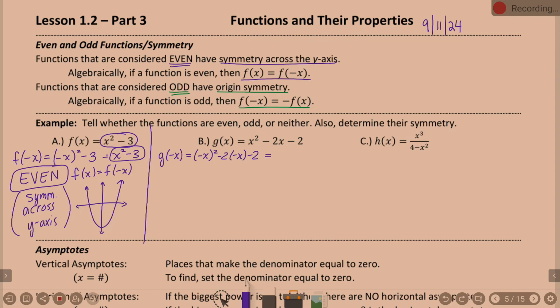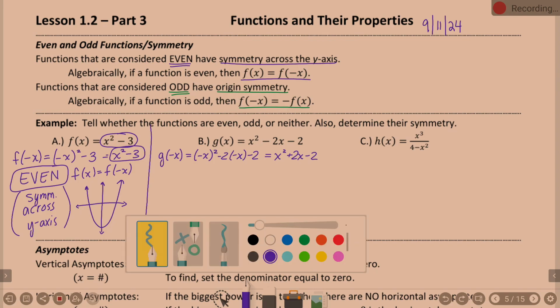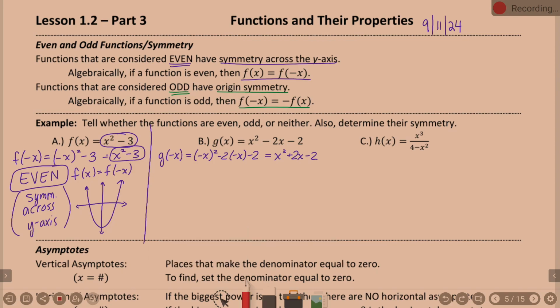Negative x quantity squared becomes positive x squared. Negative 2 times negative x is plus 2x, minus 2. Therefore, not equal. We just figured out that there's a sign difference here, isn't there? So g of x does not equal g of negative x, and so it is not even.